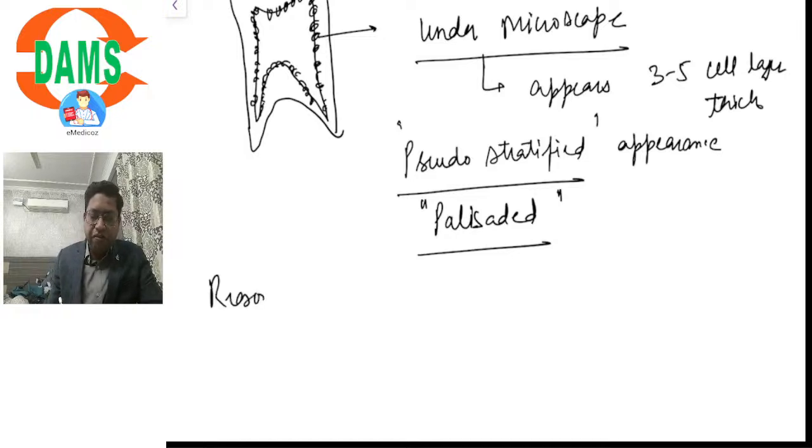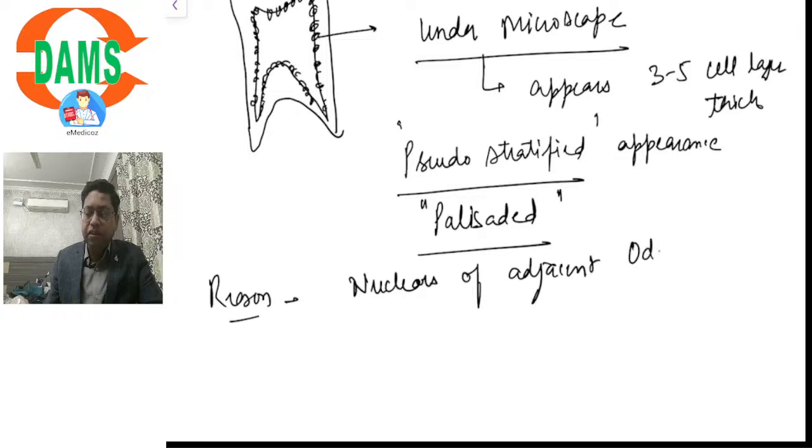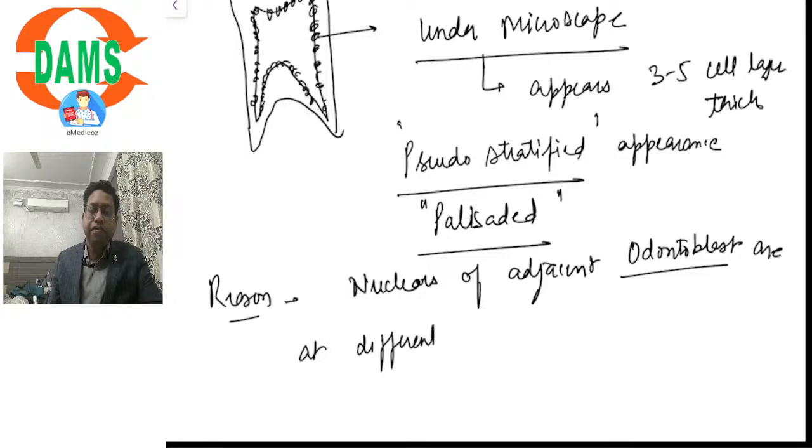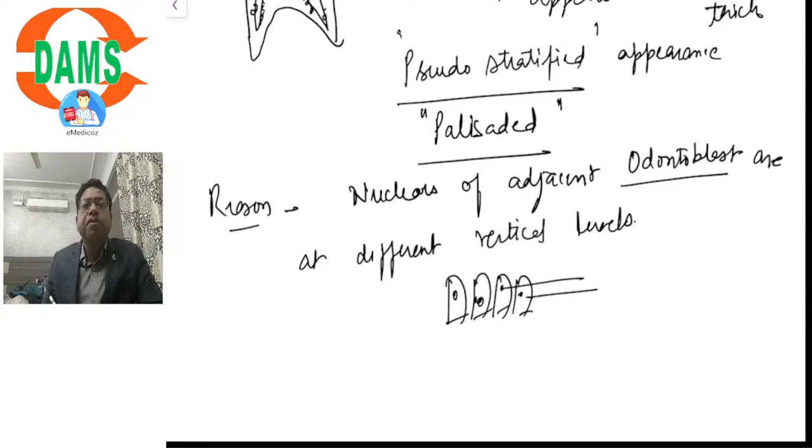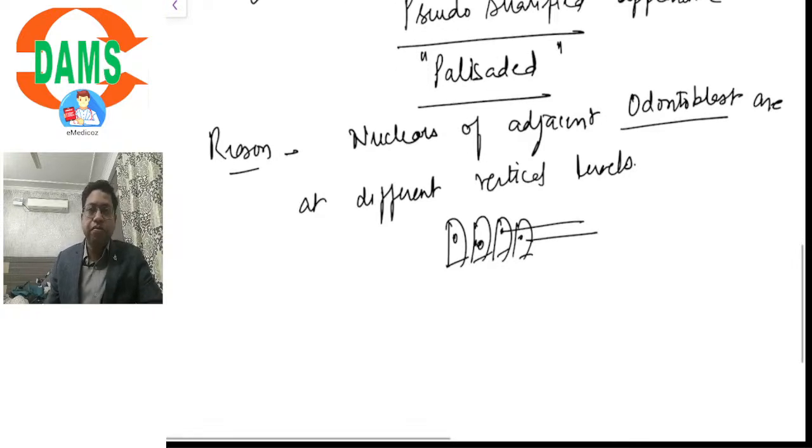What could be the reason for this? The possible reason is that the nuclei of adjacent odontoblasts are at different vertical levels. So if we talk about the odontoblasts like these, which outline the pulp, the nuclei are not at the same level, but at different levels. And because of this, it appears pseudostratified under the microscope.